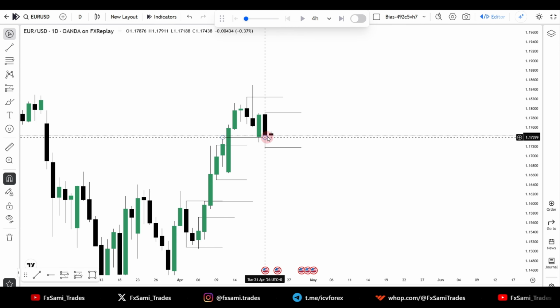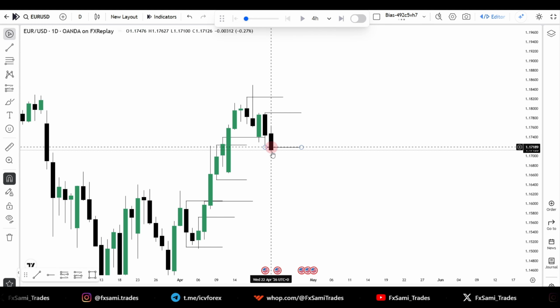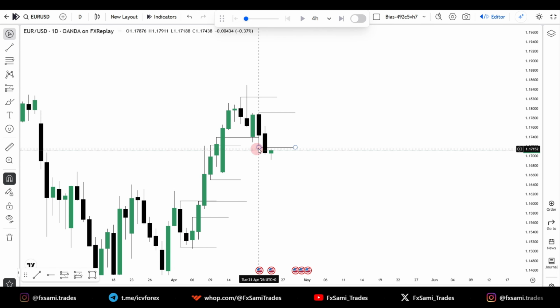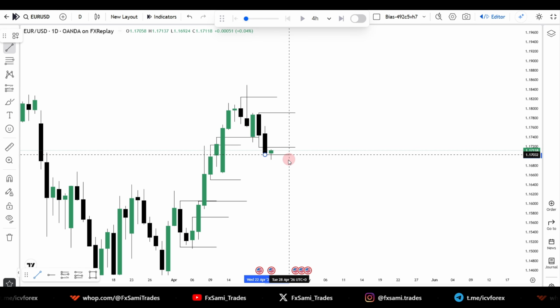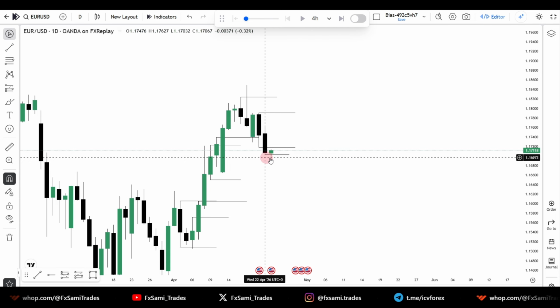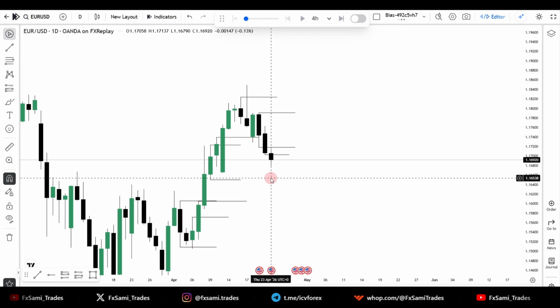And we're looking for a lower delivery here. Does it raid it? Yes, it does. Does it displace it? Yeah, it does. So price immediately came back and swept next day low. What does it do in this candle?